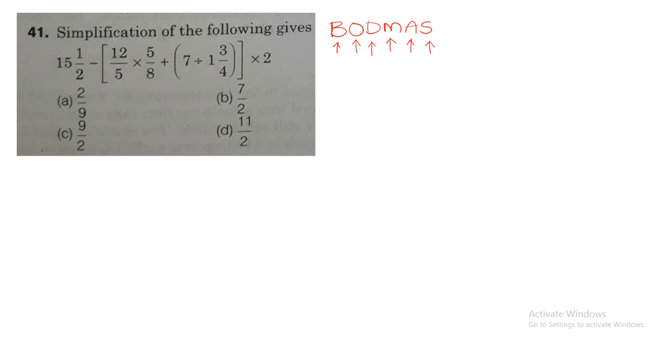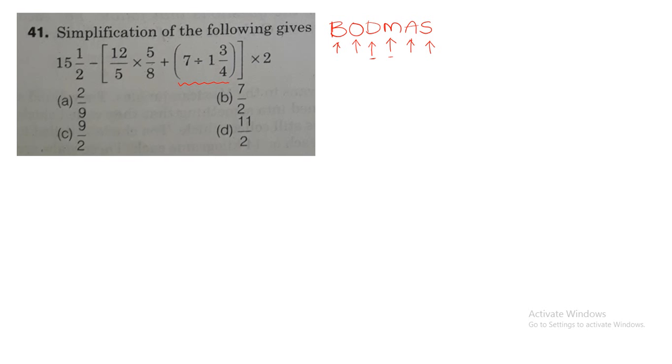We need to follow this phrase while doing simplifications. Whenever you have brackets, first of all you need to start with the things present inside the brackets. Next, if you have one more bracket, you need to simplify that. After that we follow the rule division, multiplication, addition, followed by subtraction. You need to remember this phrase BODMAS because it is useful in all simplifications.